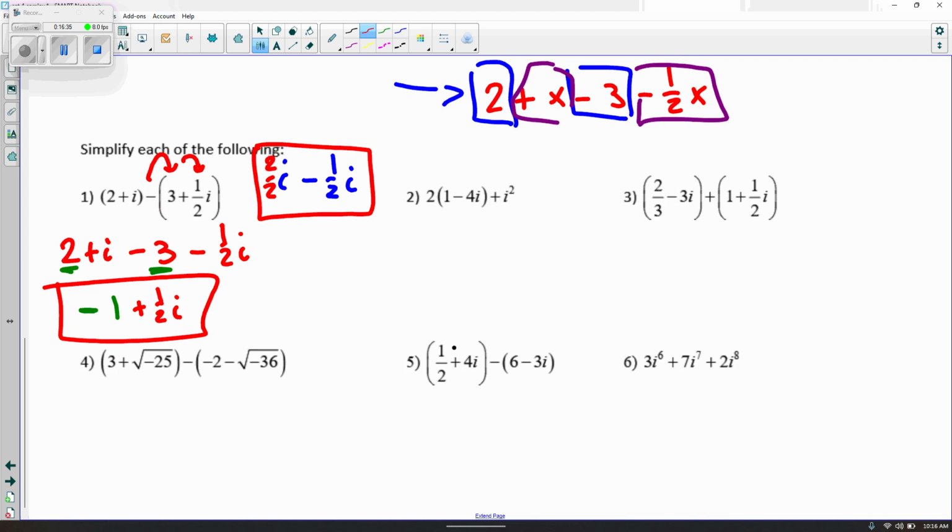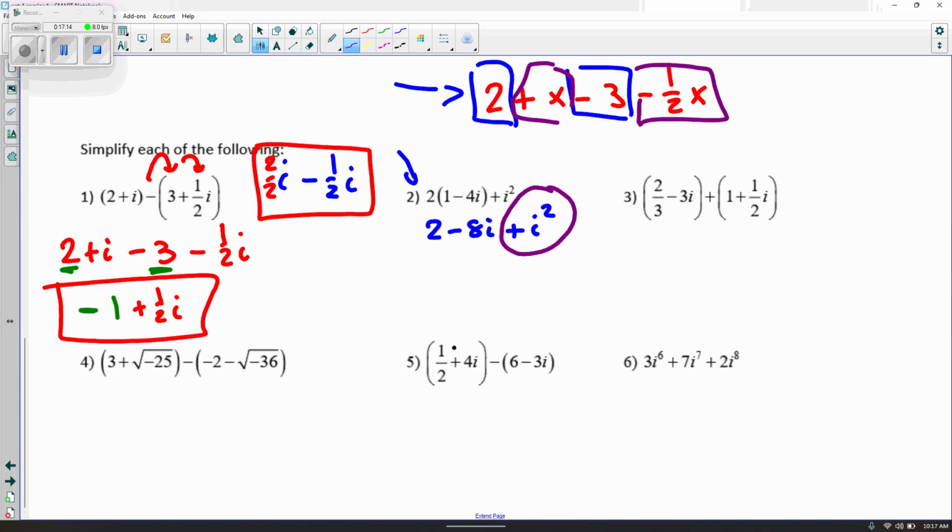All right, so looking at number 2, Houchins, what would you start with? We're looking at that one, Houchins. All right, so that gives me 2 minus 8i plus i squared. Now what? Stella, do you know what to do? Correct. This cannot be written.